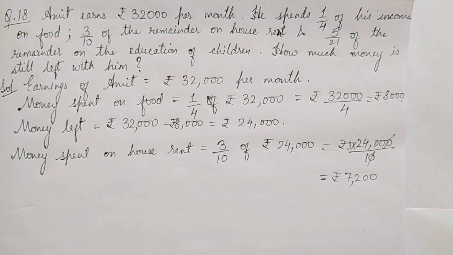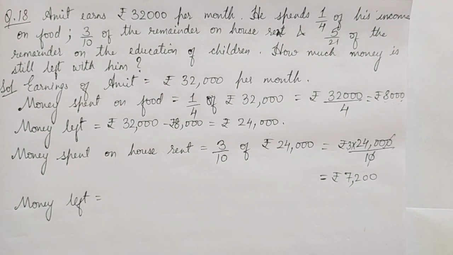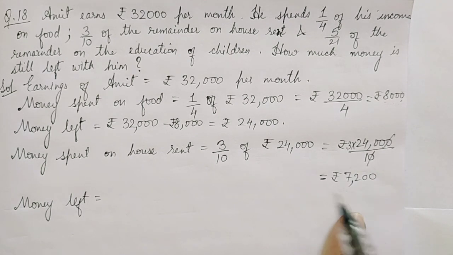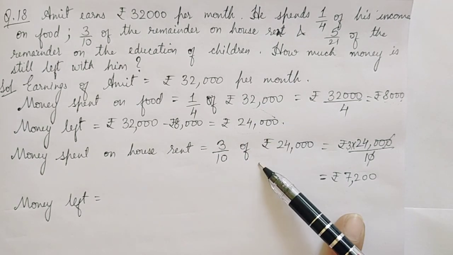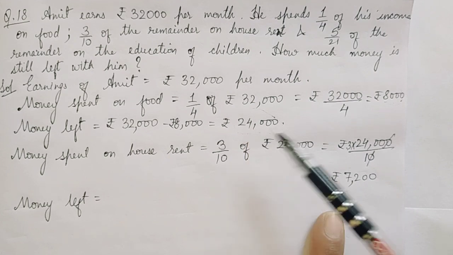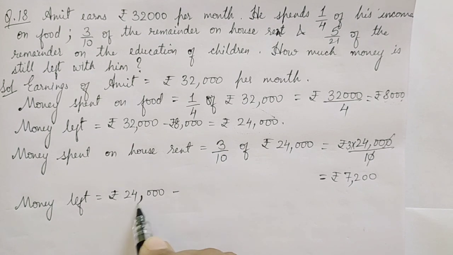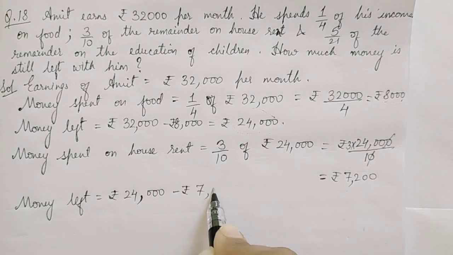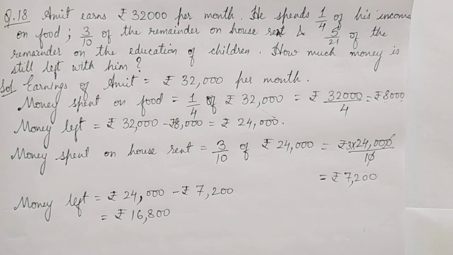Then after that, again we have to find out money left with him. Money left is, now we are going to subtract this 7,200 from this 24,000. Why? Because out of that remainder only he is spending on house rent. So money left will be 24,000 minus 7,200, and it is 16,800. 16,800 is money left with him.